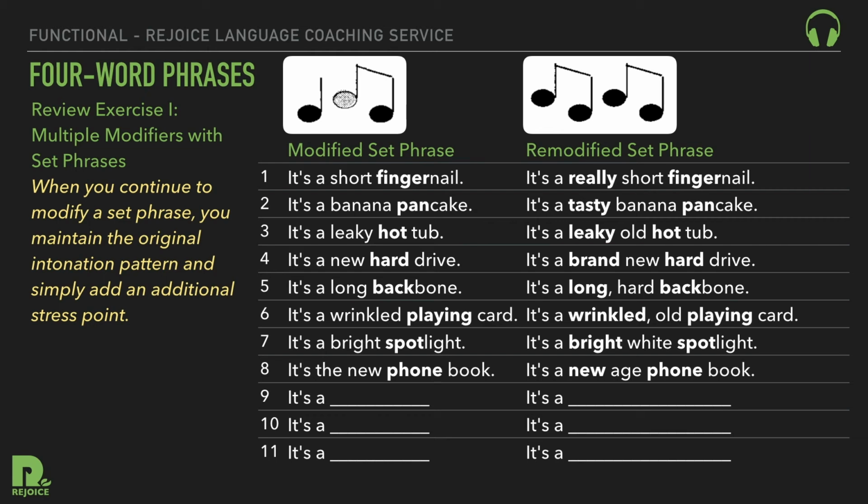4. It's a new hard drive. It's a brand new hard drive. 5. It's a long backbone. It's a long hard backbone. 6. It's a wrinkled playing card. It's a wrinkled old playing card. 7. It's a bright spotlight. It's a bright white spotlight. 8. It's the new phone book. It's a new age phone book.